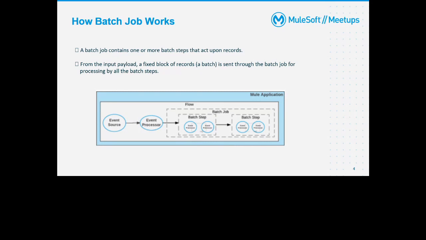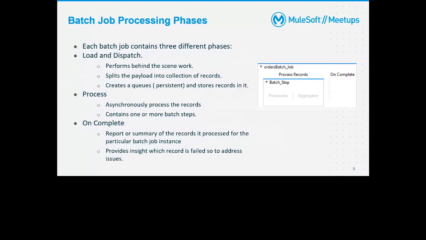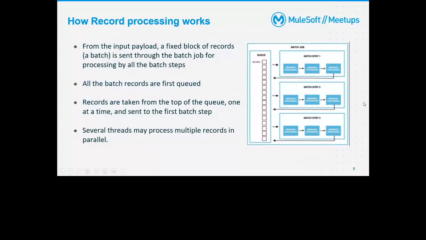So a batch job contains one or more batch steps. From the input payload, a fixed block of records is sent through the batch job process by all the batch steps. Each batch job contains three different phases, as I mentioned, starting with load and dispatch. It performs behind-the-scenes work: it splits the payload into a collection of records, and then it creates a queue, and inside that, this is how it is there.